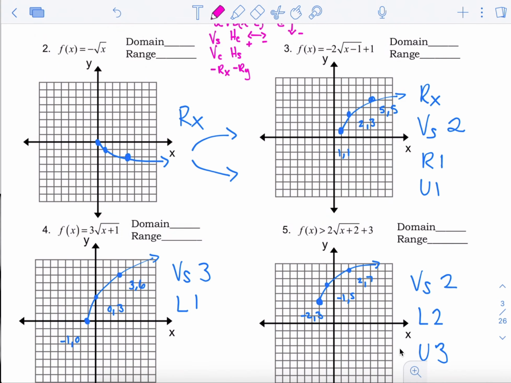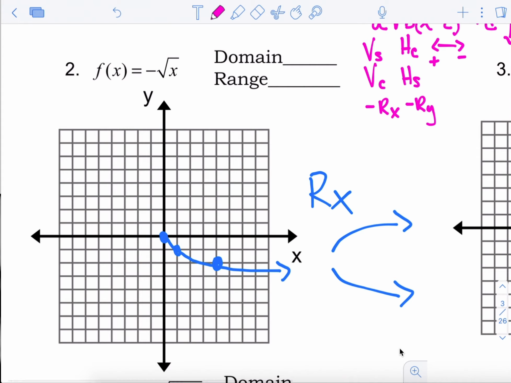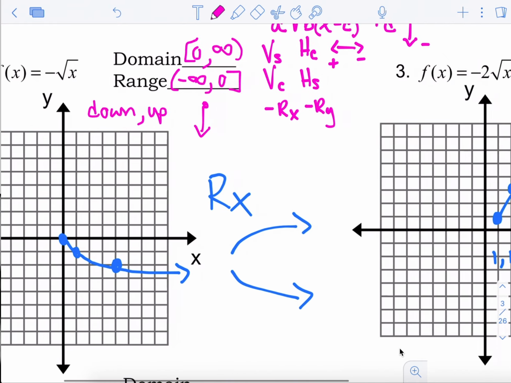Perfect. Okay, so looking at domain, remember we're going from left to right. So if I look at problem 2, my graph from left to right is going from 0, where the starting point is, to the right forever. My range this time is starting at 0, but it's going down. So that means we're coming from -infinity. We're going up to 0 before we stop. So range goes from down, comma, to up. Okay, so that one's backwards.